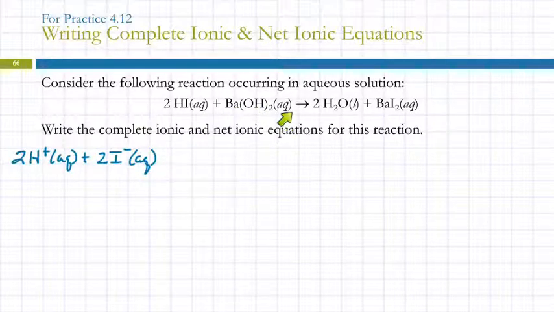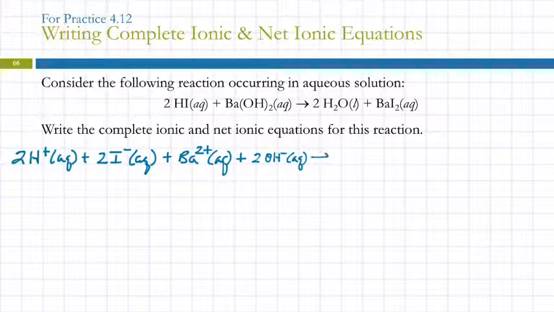Barium hydroxide, aqueous. This isn't an acid, it's just an ionic compound. We're going to separate it into ions. So we're going to get a barium ion. OH2, we're going to get 2 hydroxide ions. Any questions?